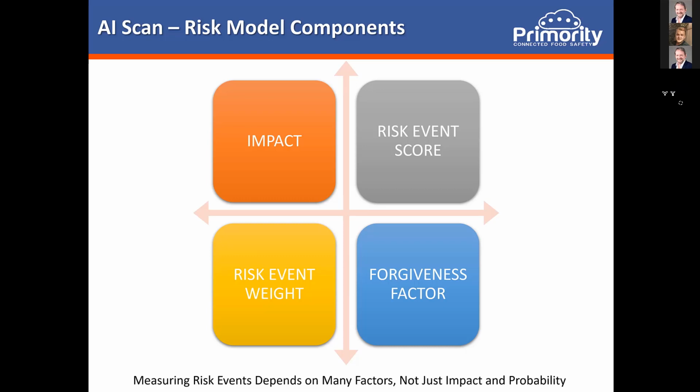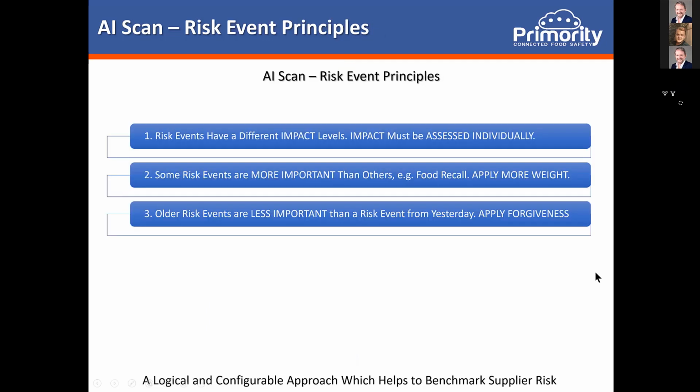And then the fourth part of our model is forgiveness factor. Clearly something which happened last week is much more important than something that happened 10 years ago. And we're going to look at some examples of these things. So let's go through to some principles that come from that.